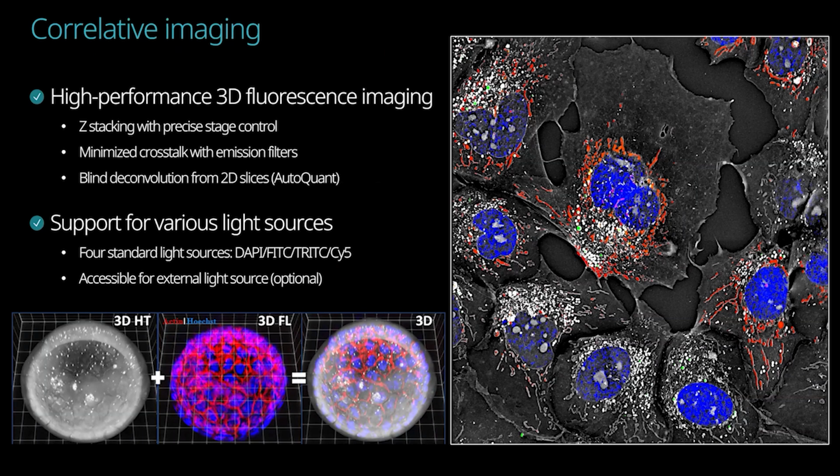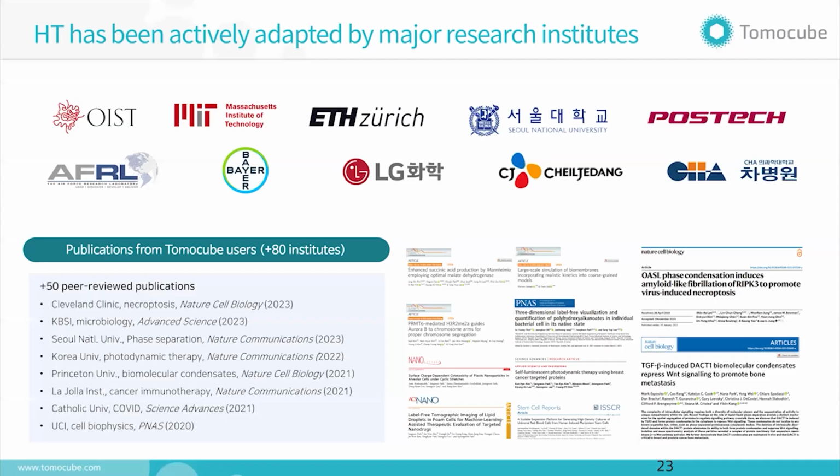For example, it's like PET-CT. In medical imaging, PET provides molecular specific information, and CT provides structural information. We do a similar thing. HT provides the overall morphological information of the cell, and 3D fluorescence provides the molecular specific information. Together we can do a better job. Those are the early adopters, and those are the papers from our users.